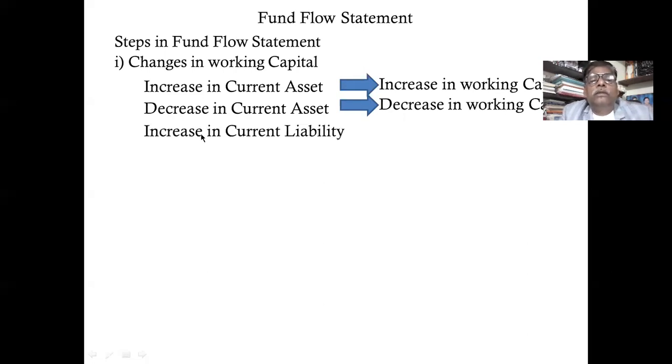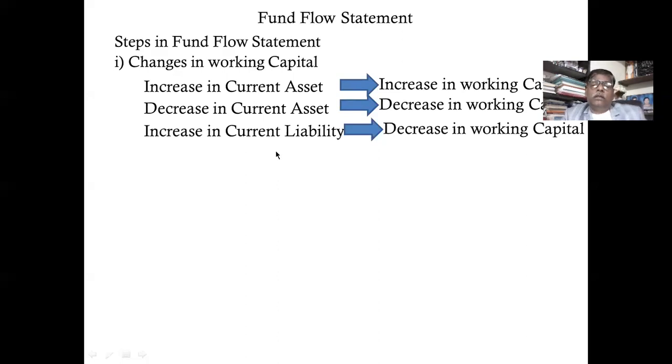And the third rule is increase in current liability. If the current liability increases, that means creditors, bills payable, these items increase compared to last year. Okay, if there is an increase in the current liability, that indicates decrease in the working capital. Decrease in the working capital.